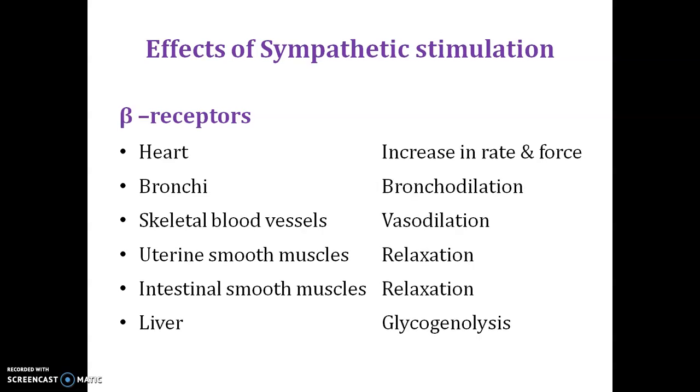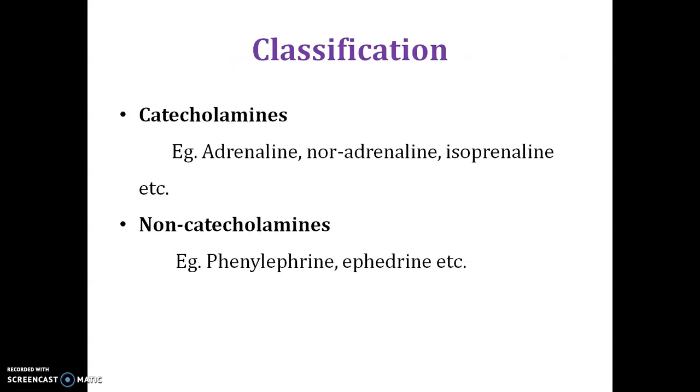Increase in rate and force of contraction of the heart, bronchodilation, dilation of skeletal blood vessels, relaxation of uterine smooth muscles and intestinal smooth muscles, and increase in glycogenolysis are the effects observed after stimulation of beta adrenergic receptors.